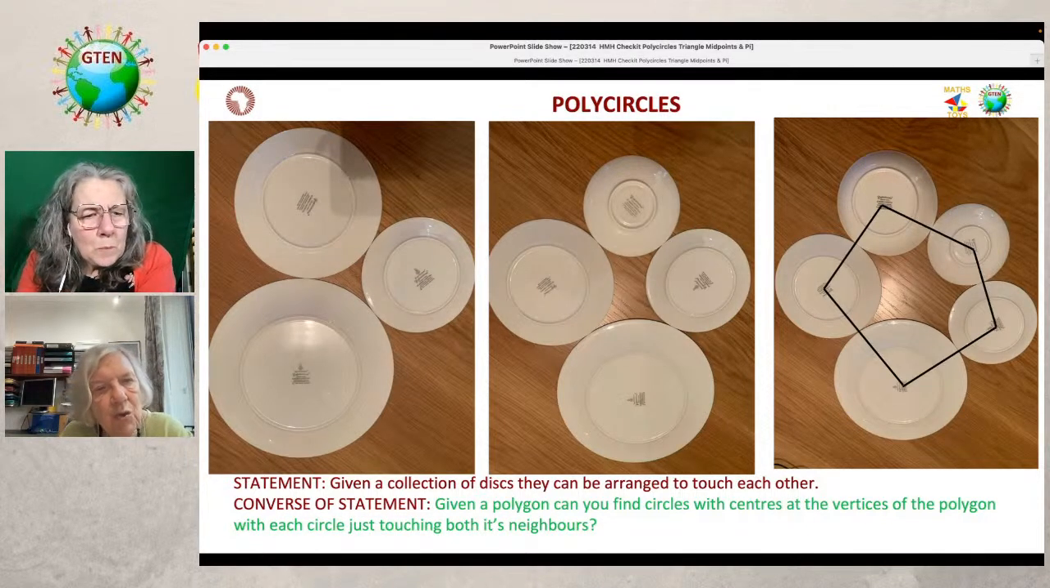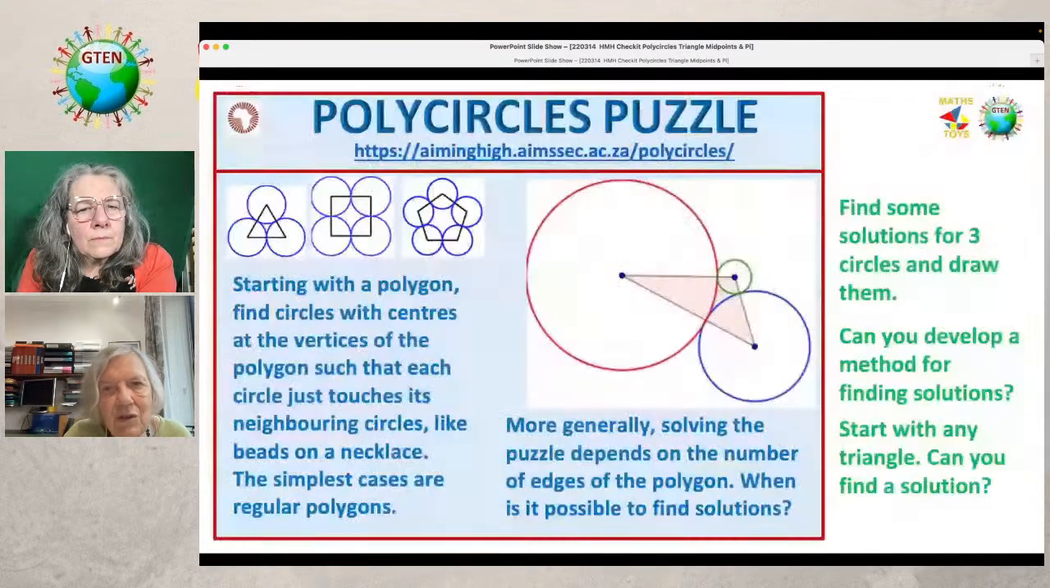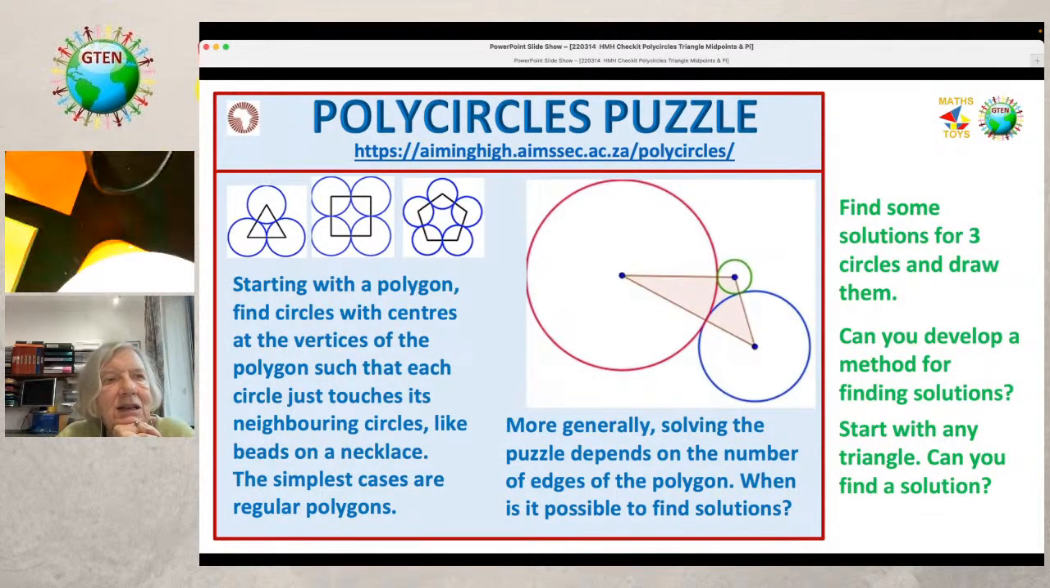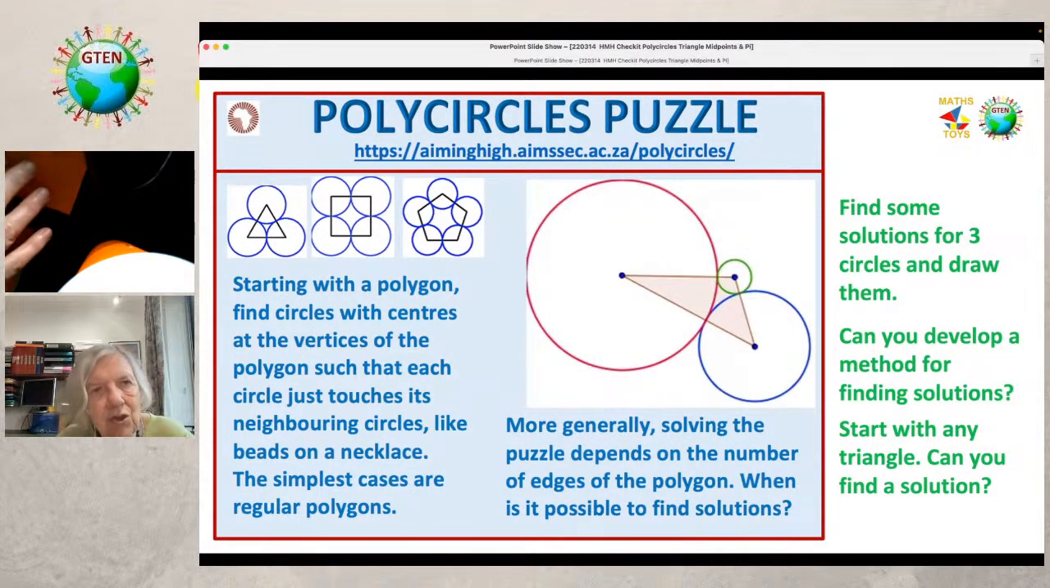Now, because you can push the plates together to make the chain, however many plates you've got, you might think you can start with the polygon and draw circles centered at the vertices. Can you always do it? That's the question. So this is called the Polycircles puzzle. And again, the idea is along each edge, there's going to be 2 radii, and they're going to be added up to make the length along that edge. So there's going to be 2 numbers that are added up to get the 3rd number.